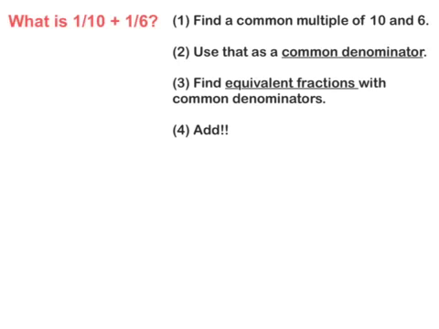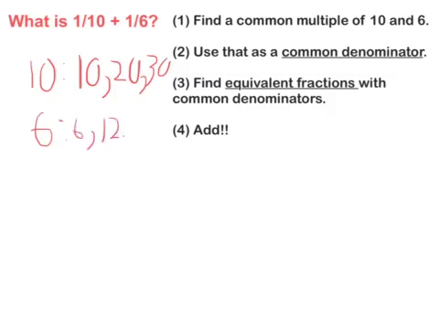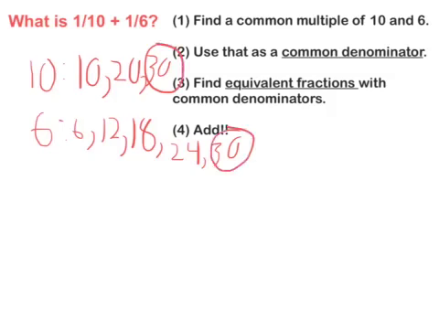What's 1/10 plus 1/6? First, I need to find a common multiple of 10 and 6. So I'm going to list some multiples of 10, and I'm going to list some multiples of 6: 18, 24, 30. And I'll notice that 30 is a common multiple of 10 and 6. So now I need to turn 1/10 into something that has 30ths in the bottom. Hopefully you'll see that the way I can get from 10 to 30 is by multiplying by 3. So I need to do the same to my numerator. 1/10 is the same as 3/30ths.